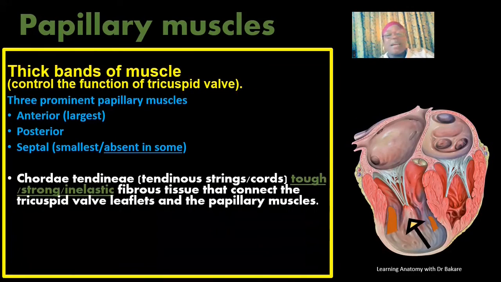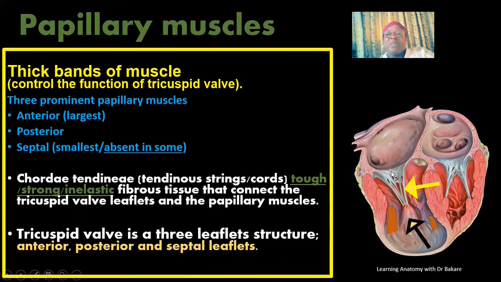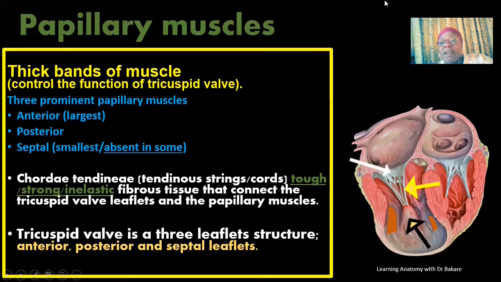And what these papillary muscles do is that they are connected to the chordae tendineae. This is the chordae tendineae. The chordae tendineae are tendinous strings or cords of fibrous tissue that are connected to the tricuspid valve. So we have the tricuspid valve, which is the control channel between the atrium and the ventricle. And this is the tricuspid valve.